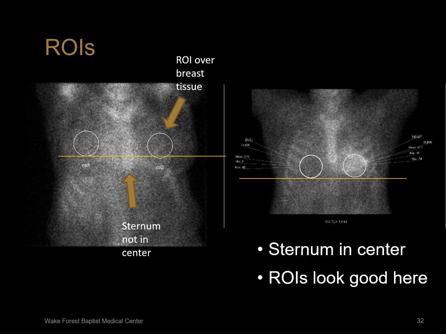This is a case showing that the patient is turned, and you see the sternum, you see lots of ribs over here, very few ribs over here, and the region of interest over the heart is actually over the breast tissue. And so when you reposition the patient, you can see the sternum in the center. The region of interest can be nicely over the heart and over the contralateral chest. So make sure the sternum is in the center so that you don't get regions of interest over soft tissue that's outside the chest.